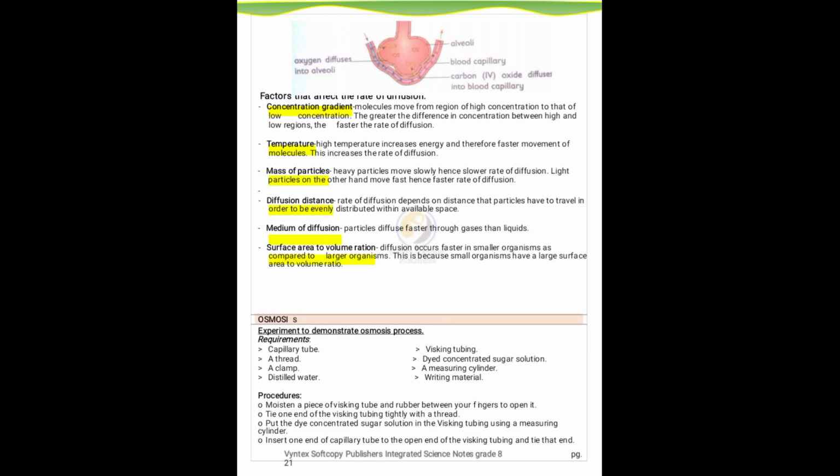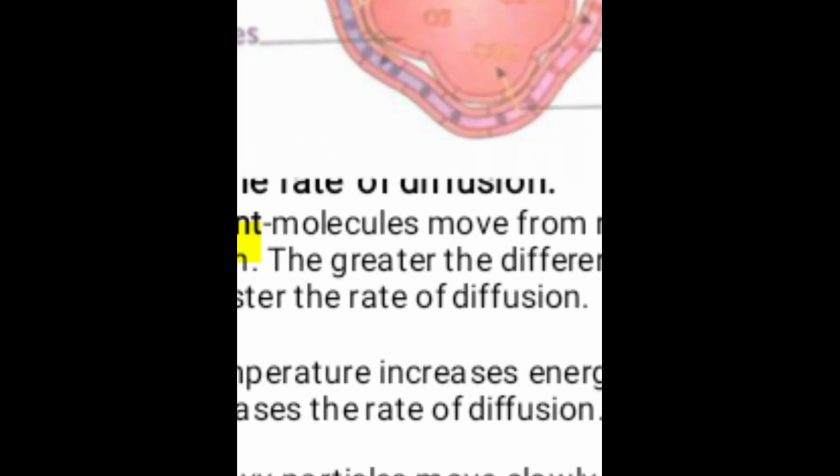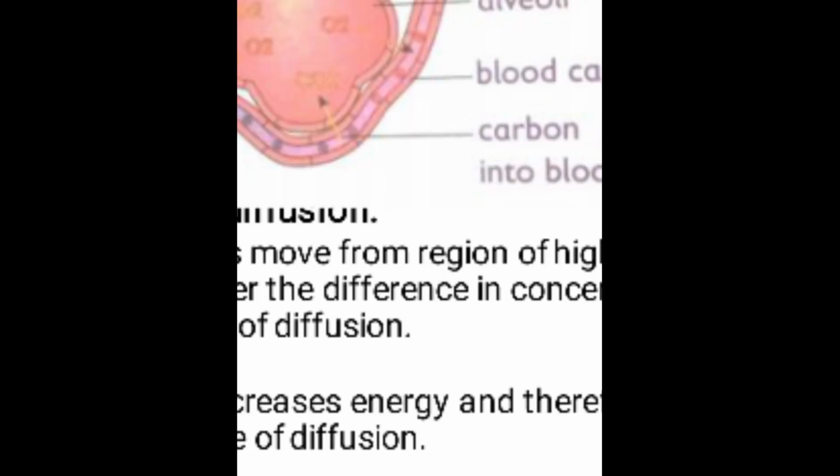On the other hand, there is a higher concentration of carbon dioxide in the blood capillaries. Therefore, carbon dioxide diffuses out of the blood capillaries into the alveoli and is then expelled during breathing out. This is the alveoli here, and the carbon dioxide is then expelled during breathing out.